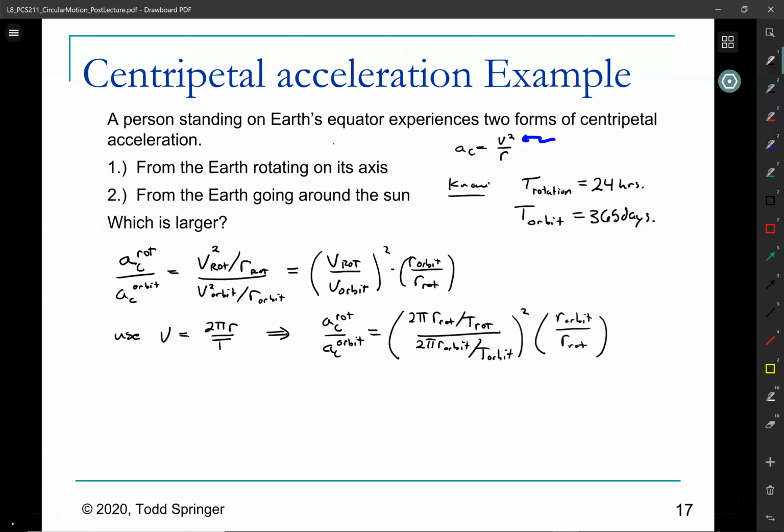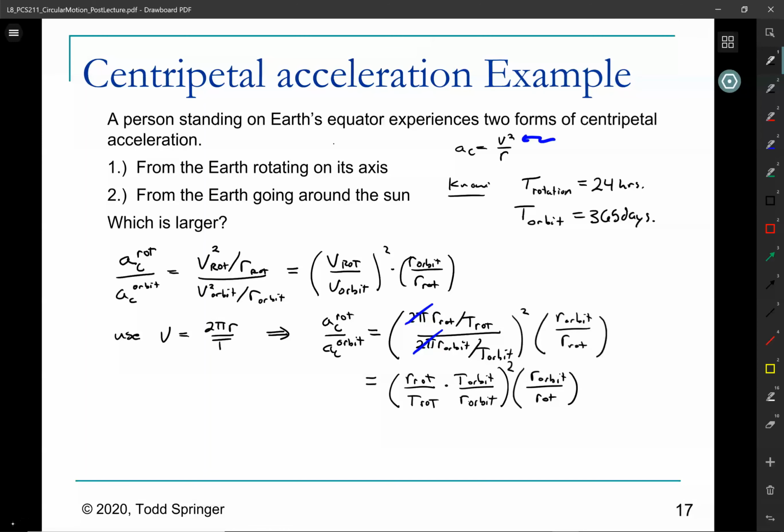Okay, simplify this a bit. There's a 2 pi on the top and a 2 pi on the bottom, so those cancel. And what have I got here? I've got r rotation over t rotation times t orbit divided by r orbit. So again, dividing by the fraction is multiplying by the reciprocal, r orbit over r rotation.